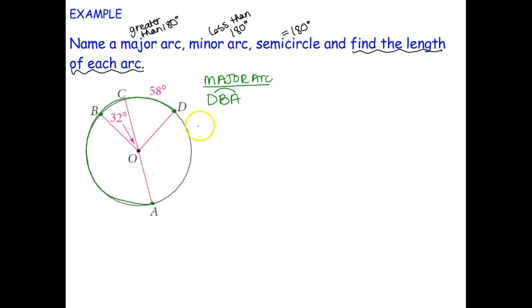So in order to find the length of that arc, remember we're using that arc length formula, which is the measure of arc AB over 360 times circumference, pi times diameter. So in this case, we know that this right here is a diameter. And so from C all the way around to A, that's 180 degrees. And we know that from D to C is 58 degrees. So the whole arc from D all the way around to A would be 180 plus 58, which would be 238 degrees over 360 degrees.